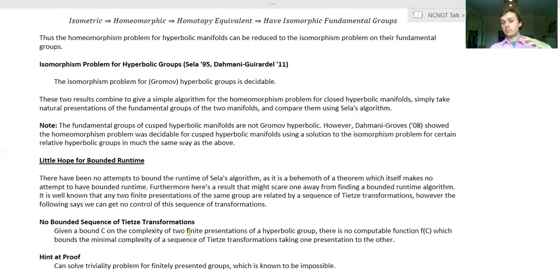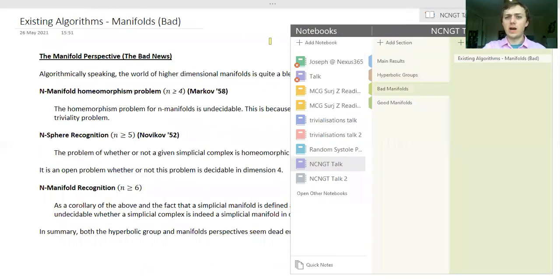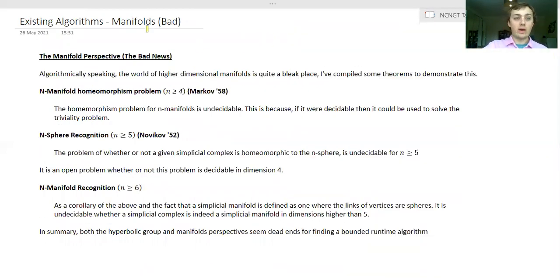Okay, so it seems like, in terms of bounded runtime at least, the hyperbolic group perspective isn't bearing fruit. So what about the manifold perspective? Okay, you see by the title of this slide, at least in higher dimensions, this is a bad place to be. Now, I don't want to spend too long on this because I think these results are well known, but algorithmically speaking, the world of high dimensional manifolds is bleak.